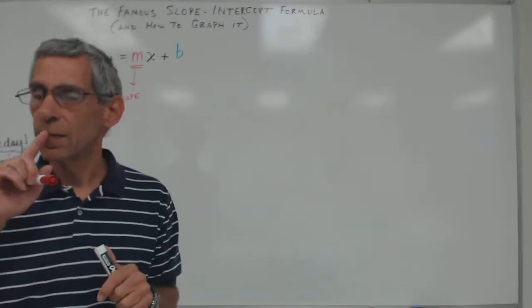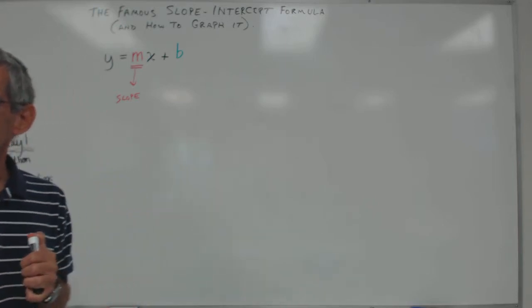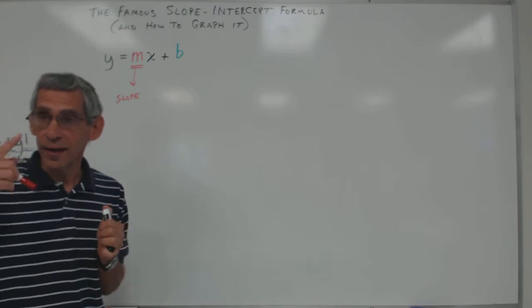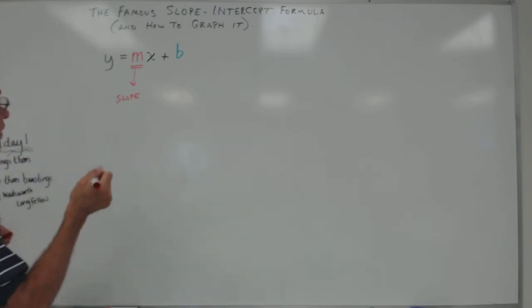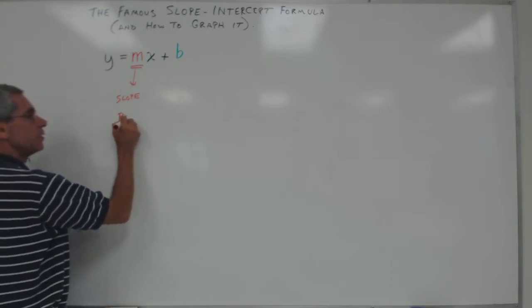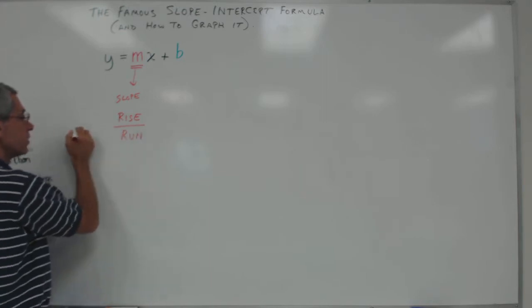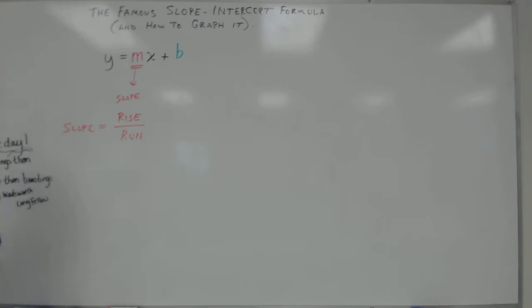Mary? Would it be like the height times the length or something? I actually don't know. The height, not times the length, but the height divided by the length. Slope is actually called rise over run. This is actually what slope is. Slope is the rise over the run. Okay? So that makes sense.